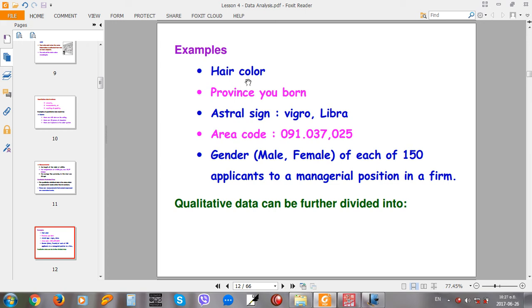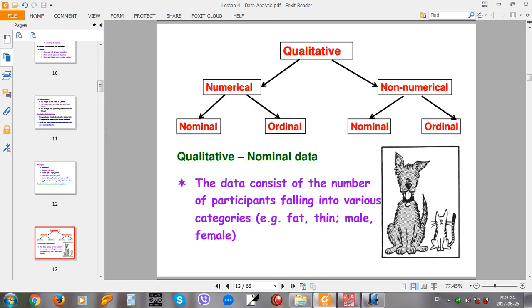Examples: hair color, which we can't express on a numerical scale, province you were born in, astral sign, area codes, gender, male, female, of each of the 125 applicants for the managerial position in a firm. Qualitative data can be further divided into two, numerical and non-numerical data. Then again we can divide into ordinal and nominal.